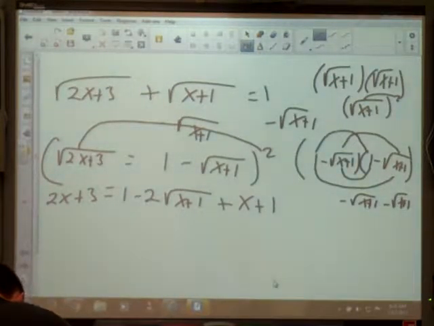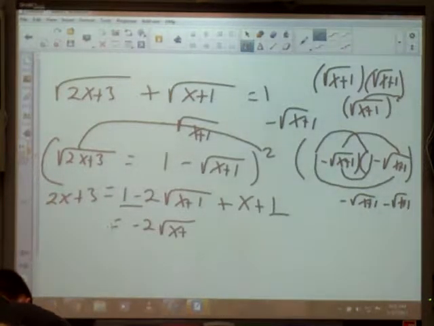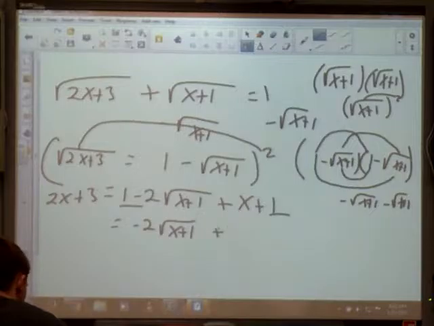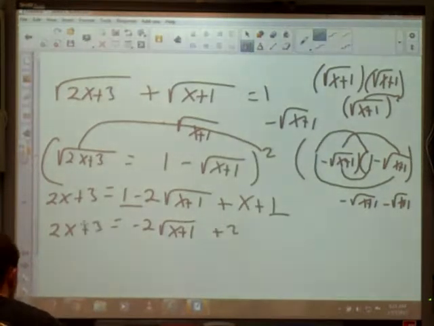Alright, let's see, on that right side, I got a 1 and a 1. That's about all I can combine, isn't it? So it's going to be negative 2 square root of x plus 1 plus 2 is equal to 2x plus 3, plus x. Yes, thank you. I missed that plus x.